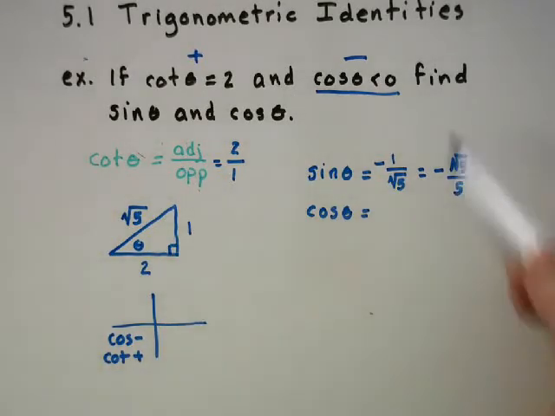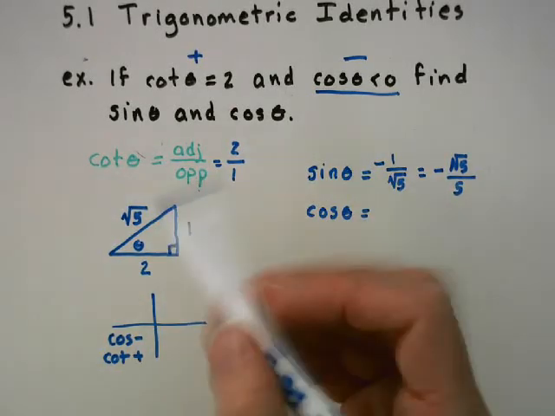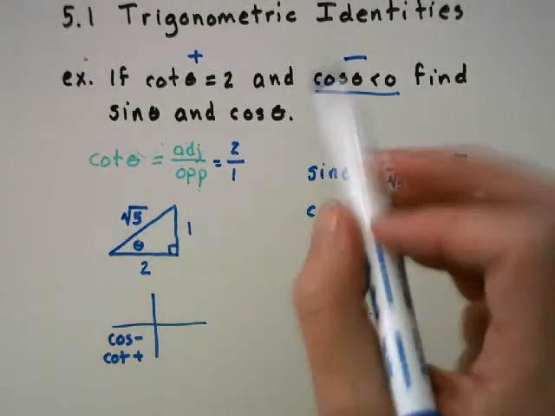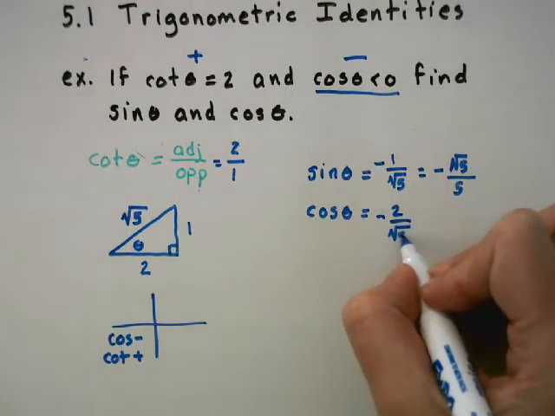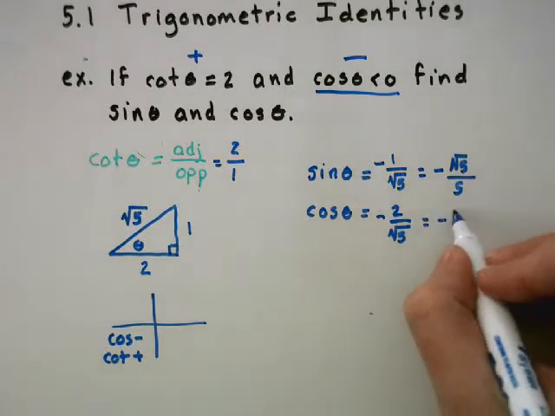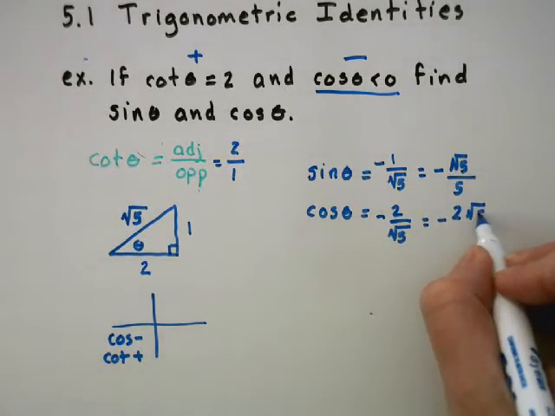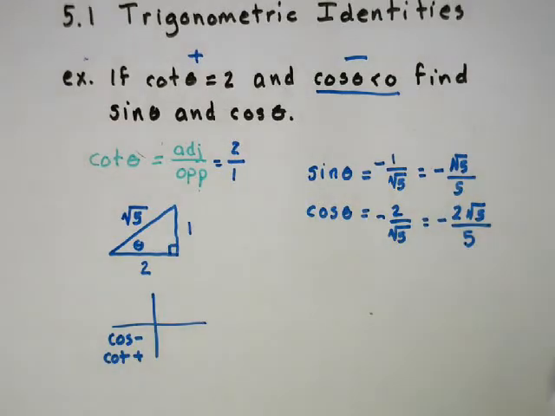Now, I'm not going to be too picky on rationalizing because these are the same thing. It's just this is just more commonly seen in the math world. Cosine then is going to be the adjacent over the hypotenuse. It is also negative, so negative 2 over root 5, or if we rationalize it, negative 2 root 5 over 5.